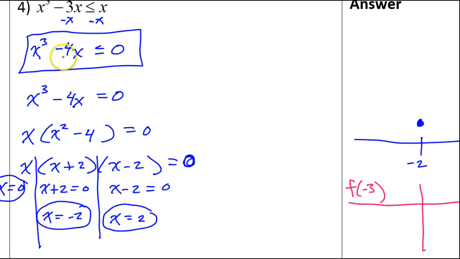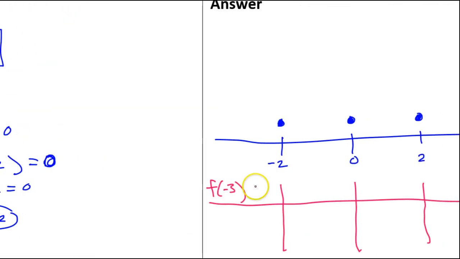Looking back at this version of the inequality, solutions will be where the function is less than or equal to 0. So each time we're going to ask ourselves, will the function be less than or equal to 0 here? Alright, we need a test value between negative 2 and 0. The obvious choice here is negative 1. Will the function be less than or equal to 0 here?